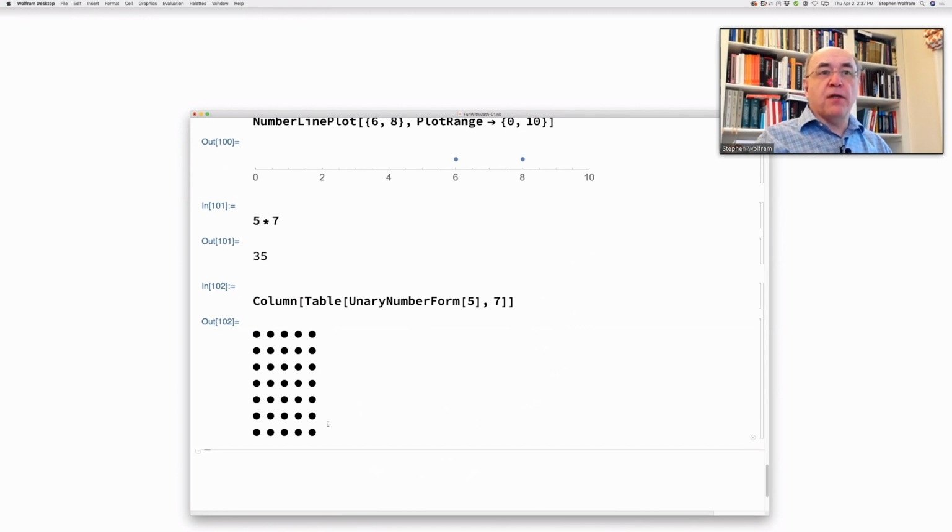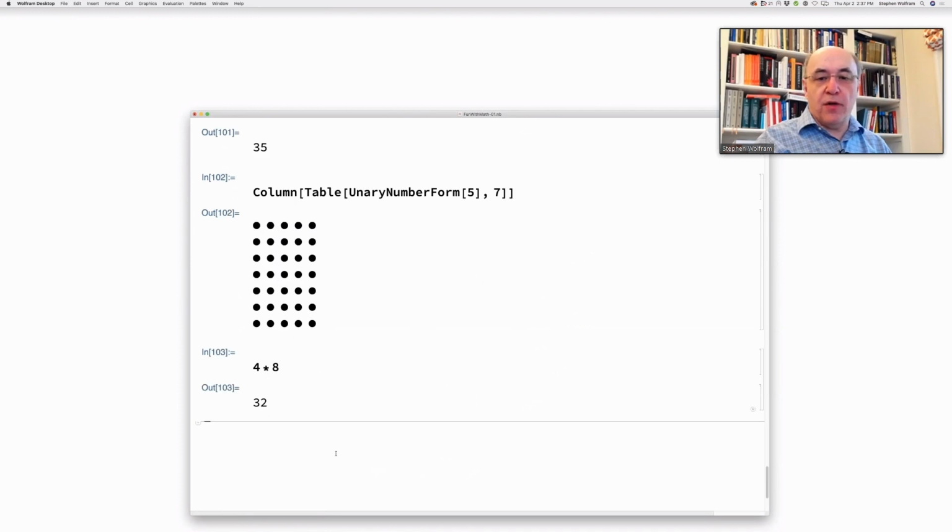So the first question is, what numbers can we make up as numbers of dots in rectangles like this? For example, 4 times 8 is 32. It's pretty easy to go from numbers, multiply them together, and see what we get out. The question is, how do we go backwards? If I give you the number 31, for example, is there a rectangle of dots that makes the number 31?